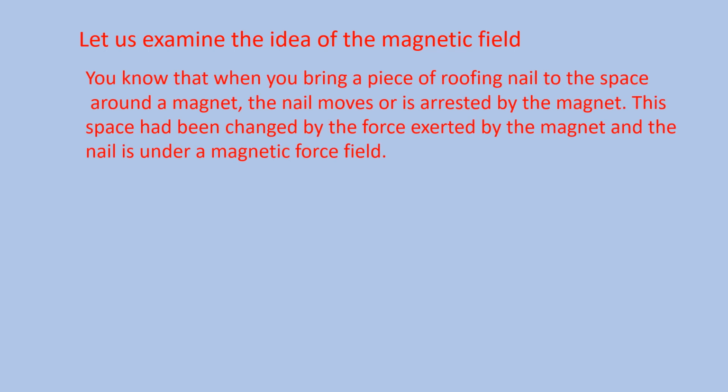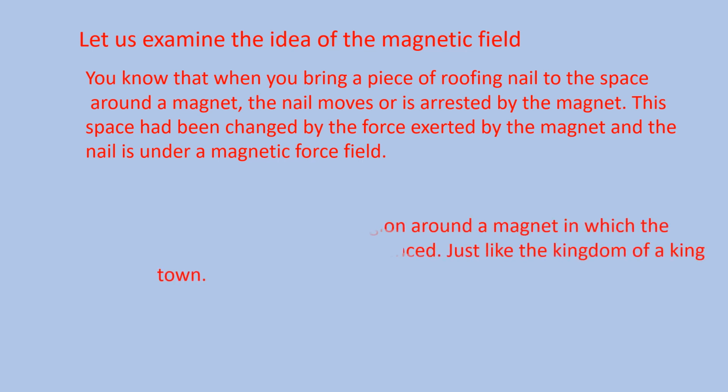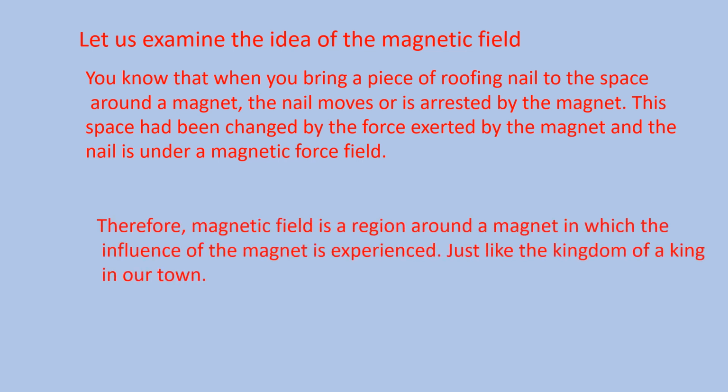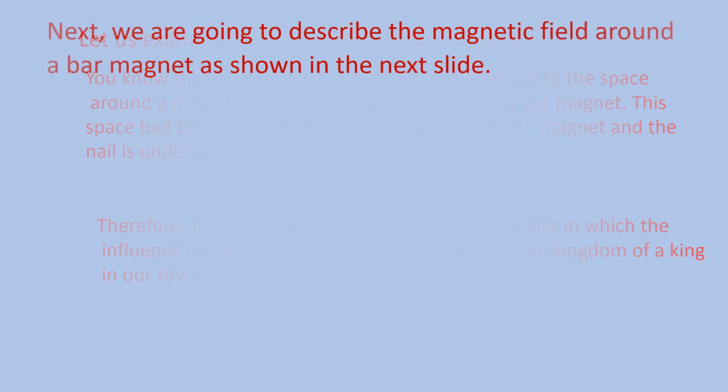Let us examine the idea of the magnetic field. Know that when you bring a piece of roving nail to the space around a magnet, the nail moves or is arrested by the magnet. This space has been changed by the force exerted by the magnet, and the nail is under a magnetic force field. Therefore, magnetic field is a region around the magnet in which the influence of the magnet is experienced, just like the king of a king in our time.